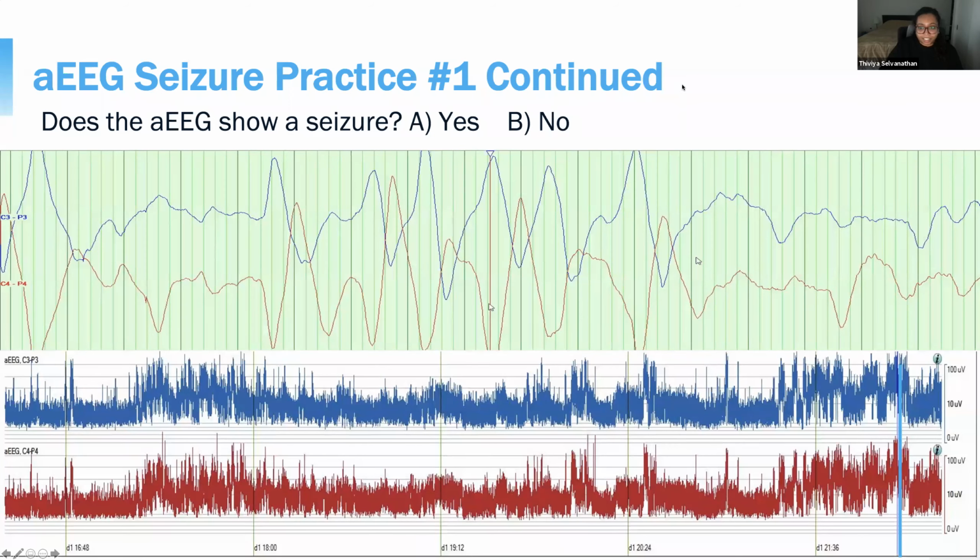So if you look at it here, you can actually see that in this case, this elevation is not a seizure, because there's no rhythmic activity on the raw EEG tracing that it corresponds to. So in this case, this is not a seizure.